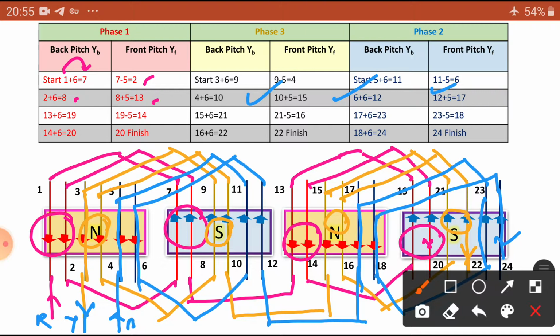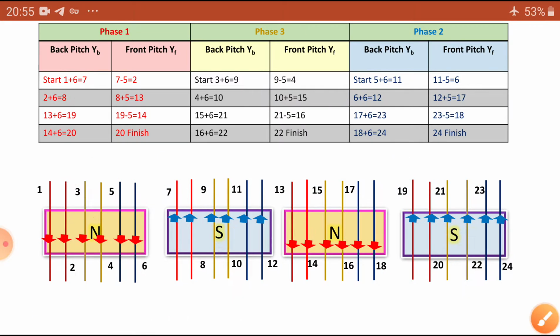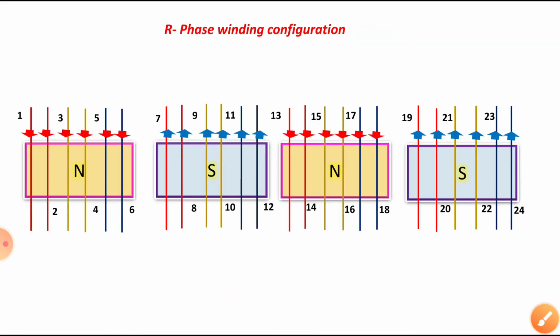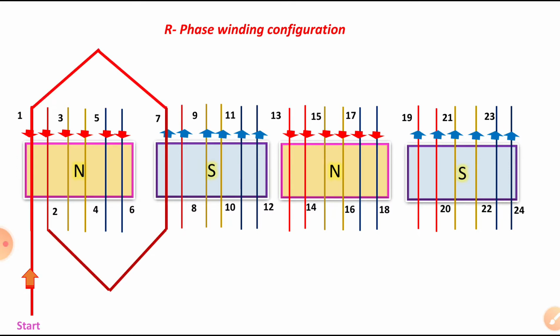Now let us see the animation also. Let us see one by one phase. We will see only the R phase based on the table. So in R phase, it should start as slot 1, conductor 1. 1 should be connected to the 7th and 7th should be connected to the back pitch 2, 2 should be connected to the 13th. So that is equal to 8th.